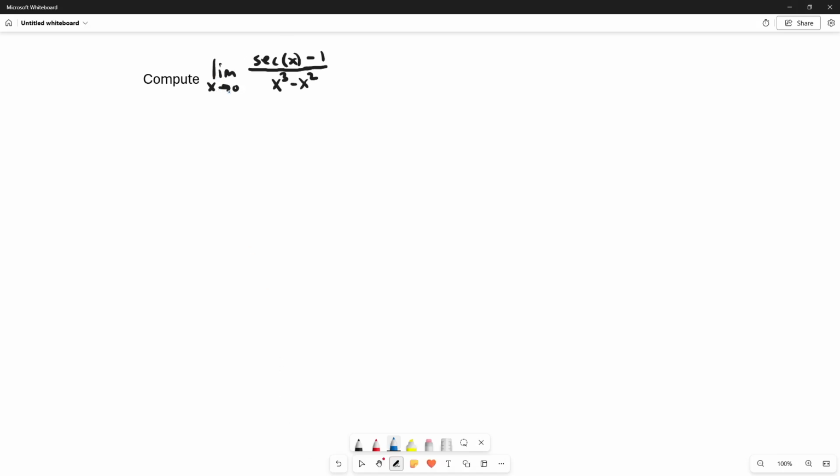Compute the limit as x approaches 0 of the secant of x minus 1 quantity over x cubed minus x squared. So if we plug in 0 for x, we get the secant of 0 minus 1 divided by 0 cubed minus 0 squared. Now the secant of 0 is 1 over the cosine of 0, and the cosine of 0 is 1. So the secant of 0 is also 1, and we get 1 minus 1, which is 0, divided by 0 minus 0, which is 0.